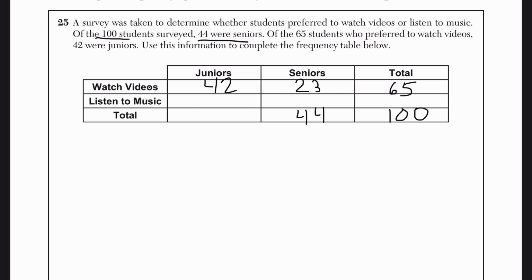So that's going to be a 23. Then that's going to be 35. This is going to be 21. And this will be 14, which makes this 56. And then we just double check everything adds up. 42 plus 14 is 56. 23 plus 21 is 44. 65 plus 35 is 100. 42 plus 23 is 65. 14 and 21 make 35. And 56 and 44 make 100. Perfect.